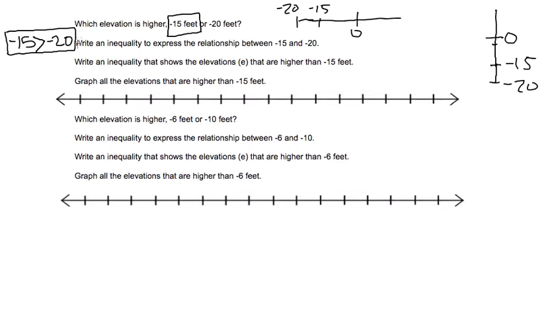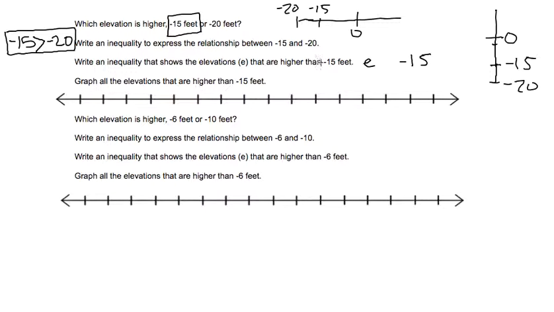Either one works. When we're writing an inequality that shows the elevations E that are higher than negative 15 feet, now we're no longer comparing negative 15 and negative 20. We're comparing E and negative 15 feet. So in this case, one side should have our variable E and one side should have our constant of negative 15.